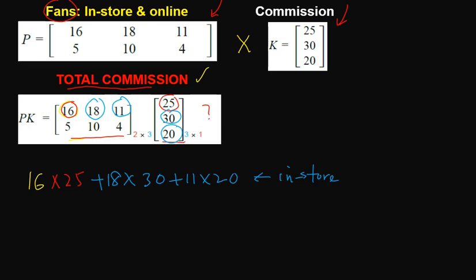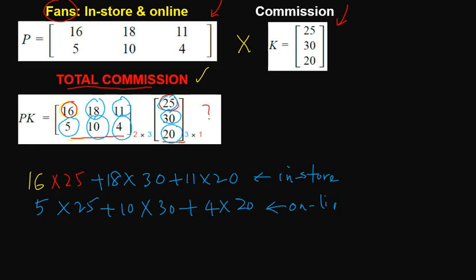Okay. So for the other one, the online, this 5, you times with the commission 25. Then you plus this 10, you times with the commission 30. Then you plus 4, you times with 20, the commission. This is actually the online commission. Okay, so what do you get? This one you can make it into matrix. You make that bracket, it will become matrix already.